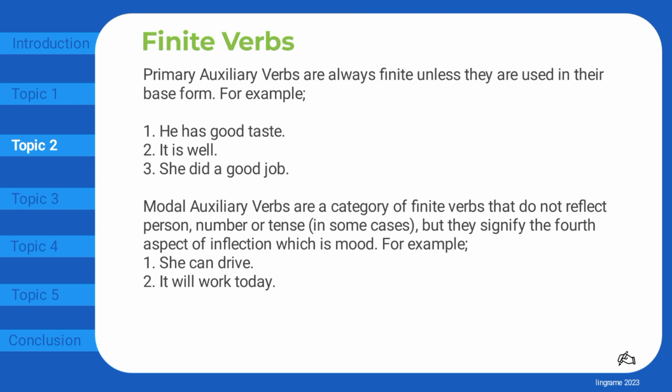Modal auxiliary verbs are a category of finite verbs that do not reflect person, number or tense, in some cases, but they signify the fourth aspect of inflection, which is mood. For example, she can drive. It will work today. So the difference between non-finite verbs and finite verbs is that non-finite verbs lack inflectional properties to reflect person, number or tense, while finite verbs possess those qualities.